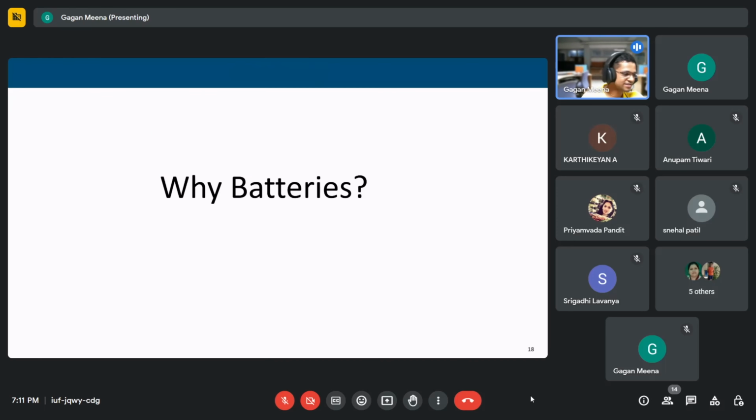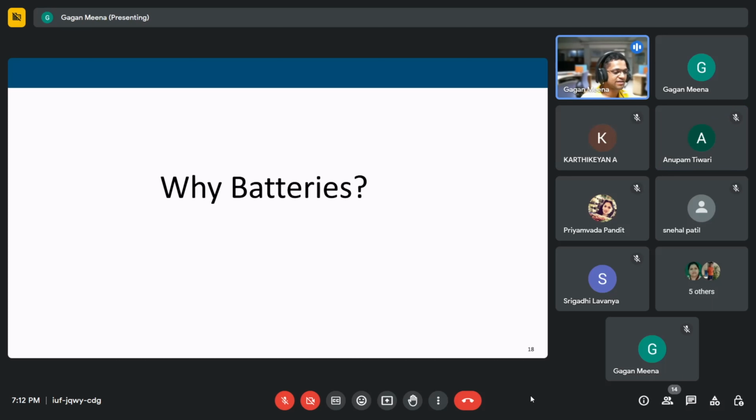So one question is this: why are we using batteries? We have other types of energy storage also. Why is the battery so popular? Battery technology is mature, it is easy to maintain, and it is small scale. A lot of advantages are there with that.